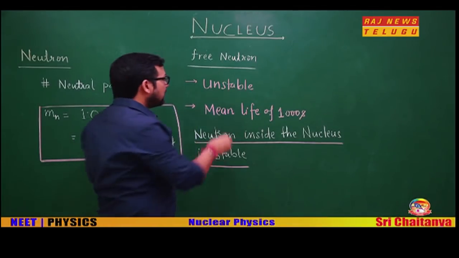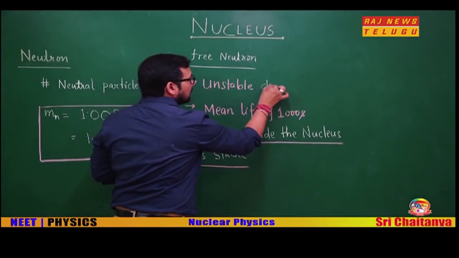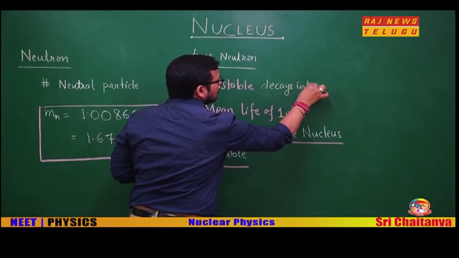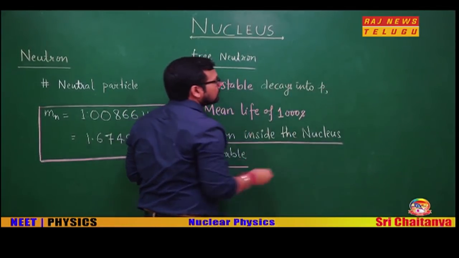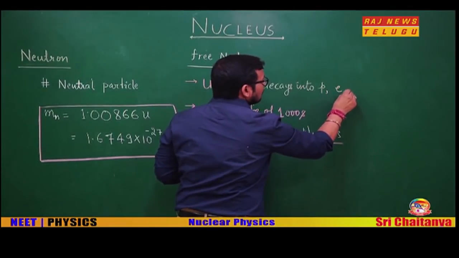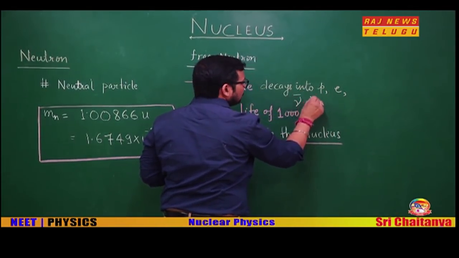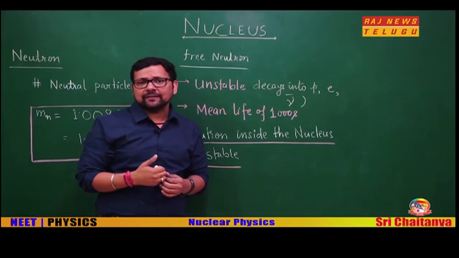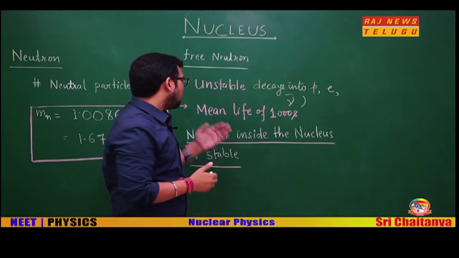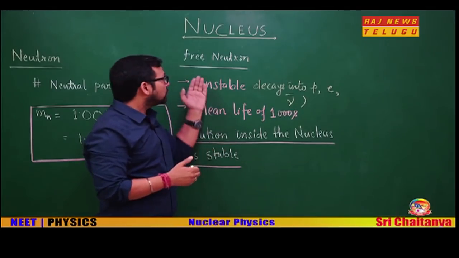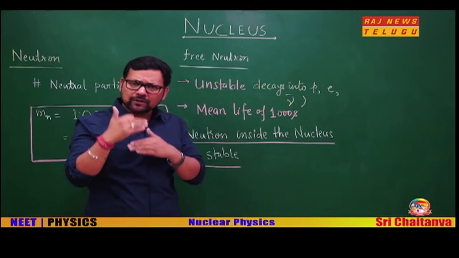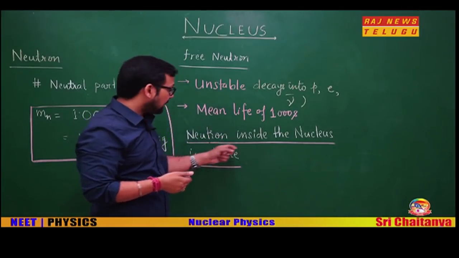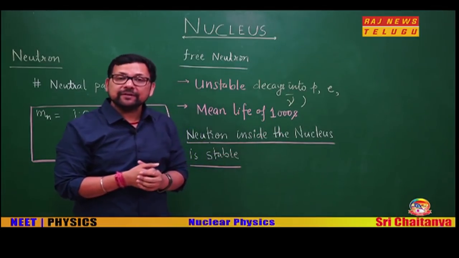Let me write it for you. It decays into proton, electron and antineutrino. Antineutrino is again a neutral radiation. The mean life, the average life, of free neutrons is about 1000 seconds. Such a short span of life they exist. But when we talk about the neutron inside the nucleus, they are very much stable.